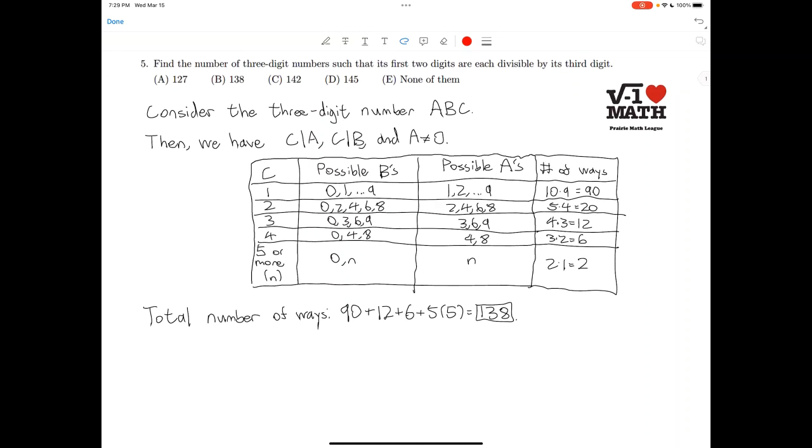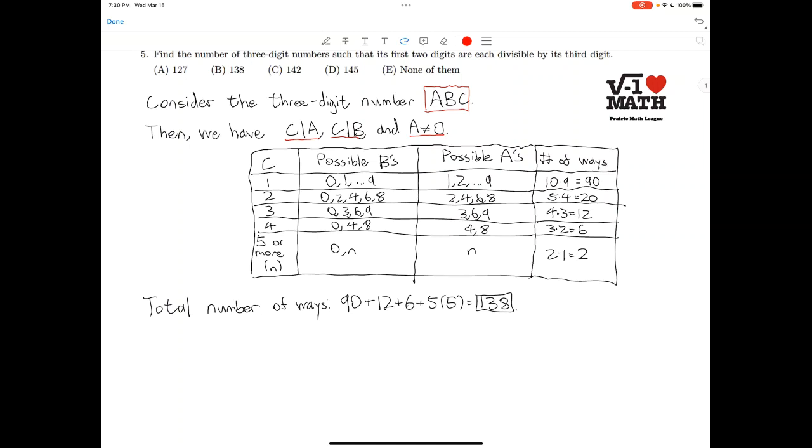To start, we have to find the number of three-digit numbers such that its first two digits are each divisible by its third digit. So, in other words, if we have the number in the form ABC, this is not a product by the way, then we have C divides A, C divides B, and A is not equal to 0 because otherwise it would be a two-digit or even one-digit number.